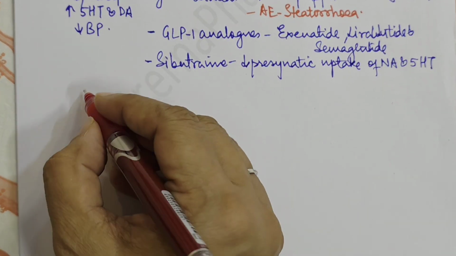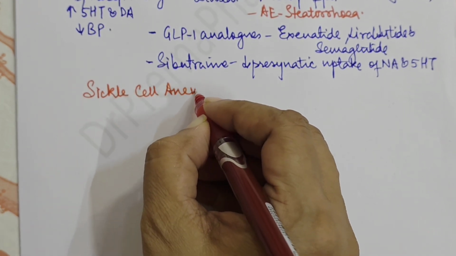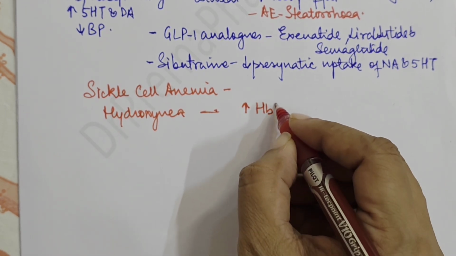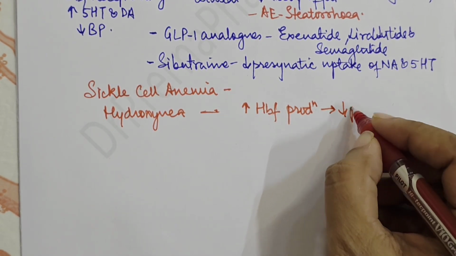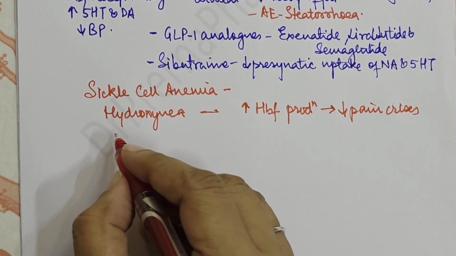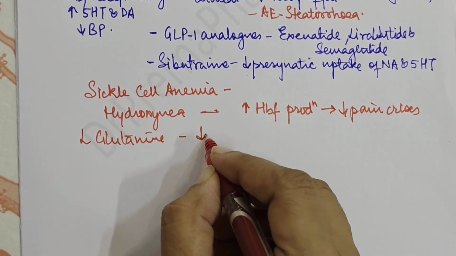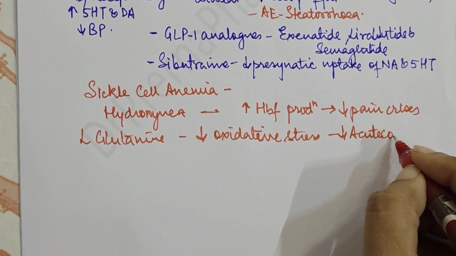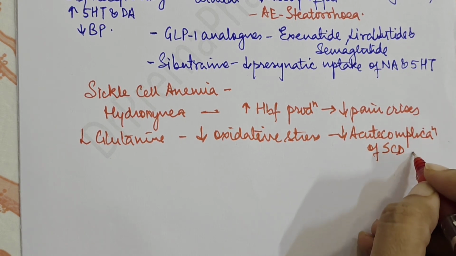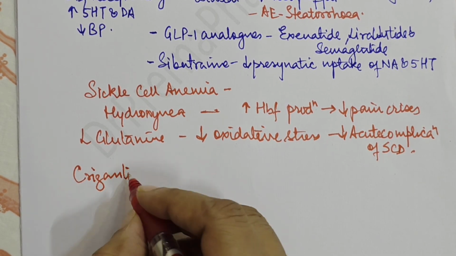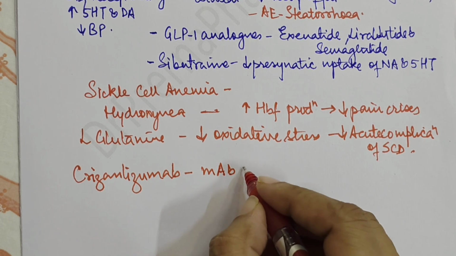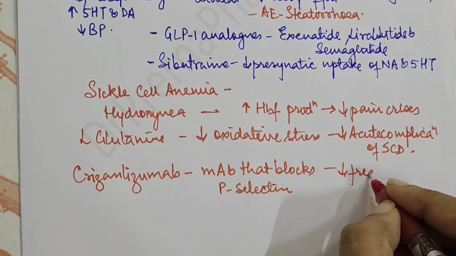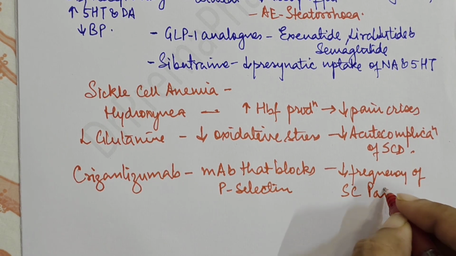Then next we come to sickle cell anemia. In sickle cell anemia, the drug that is used is hydroxyurea. It increases the fetal hemoglobin production, and it is used to reduce the pain crisis. Then there is a drug called L-glutamine. This reduces the oxidative stress in the body, and it reduces the acute complications of sickle cell disease. Then another drug is crizanlizumab. This is a monoclonal antibody that blocks p-selectin, and it reduces the frequency of sickle cell pain crisis.